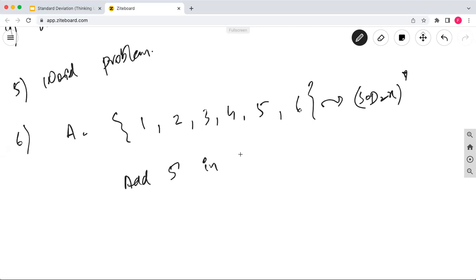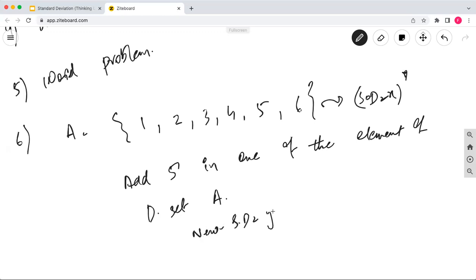5 in one of the elements of data set A, the new standard deviation is, for example, y. And now if I compare, first let me repeat the question: for example, a data set A having 6 elements, 1 to 6, and the standard deviation is x. And we are asked that if I add 5 to any one of the elements, that could be added to any of the elements, the new standard deviation is y.